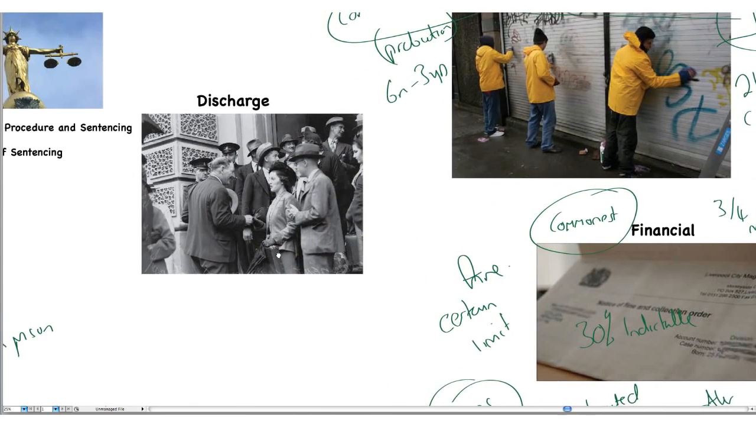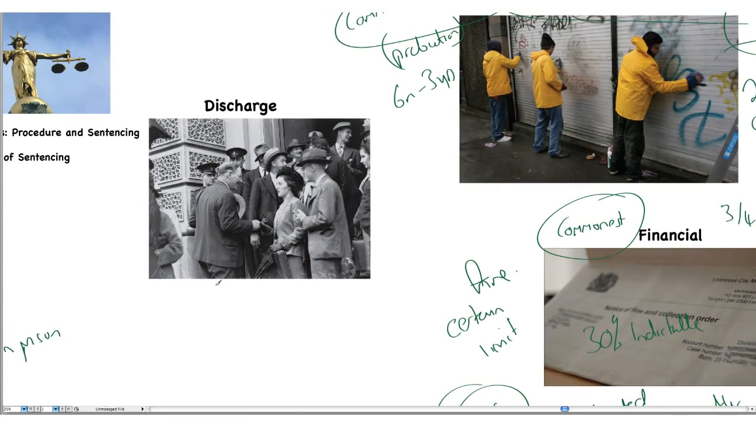Then we want to look finally in terms of our types of sentence at the discharge. And there are two. There is an absolute discharge and there is a conditional discharge. And that might be up to 3 years. And a discharge will be granted if the court thinks that punishment is unnecessary. It does not count as a conviction.